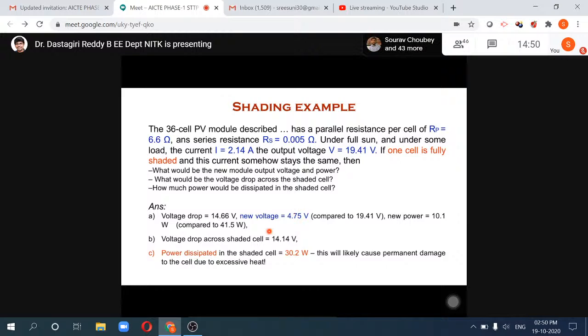The voltage drop across the shaded part will be 14.4. It's a huge voltage drop, which will make that diode forward biased and it will try to conduct. So the power dissipated will be 30.2 watts out of, if I'm not wrong, roughly 20 volts into 2 amps, 40 watts.